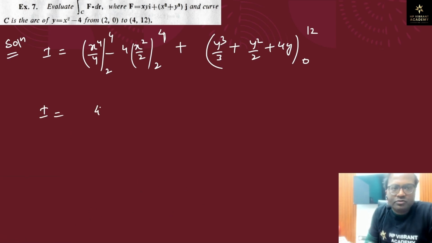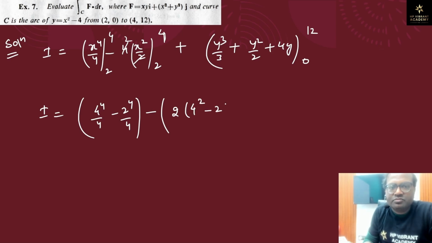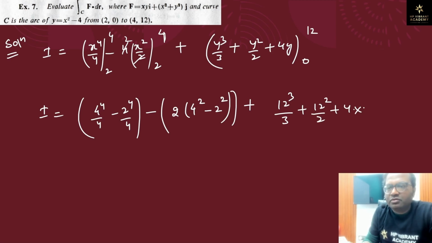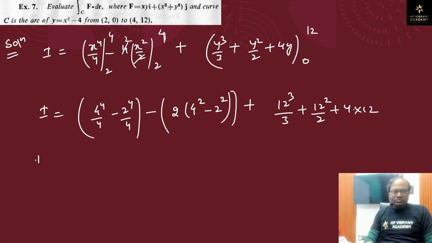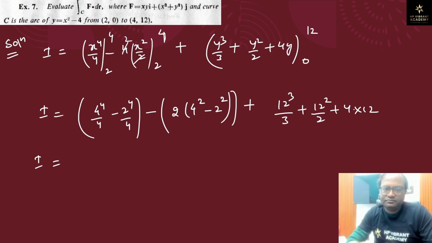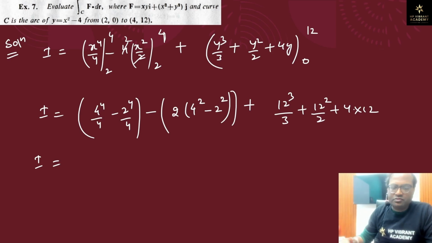So I is equal to 4 to the power 4 upon 4 minus 2 to the power 4 upon 4, minus 2 times 4 square minus 2 square, where the 4 and 2 cancel to 2, plus 12 cube upon 3 plus 12 square upon 2 plus 4 into 12. So let us use the scientific calculator. I is equal to 732.